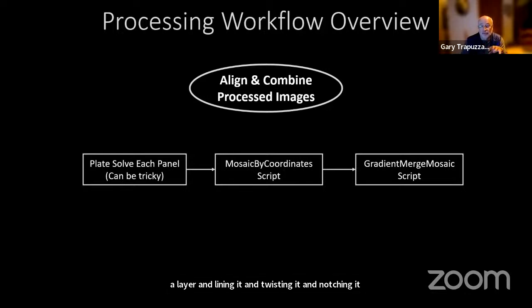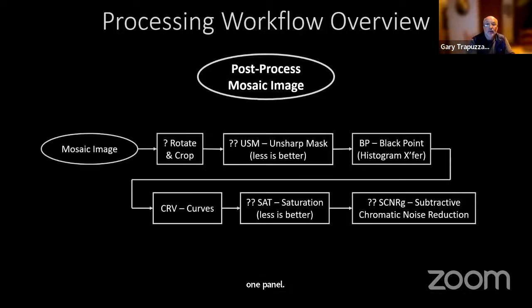It works, but it's incredibly tedious and sometimes doesn't work. After that, there's a script called Gradient Merge Mosaic, and that takes the 4 aligned panels and merges them into one panel. After the panels merged, I found that if I rotated it literally half a degree, I could save more usable space. There was less wasted space when I cropped it. So I rotated it half a degree, and I cropped it.